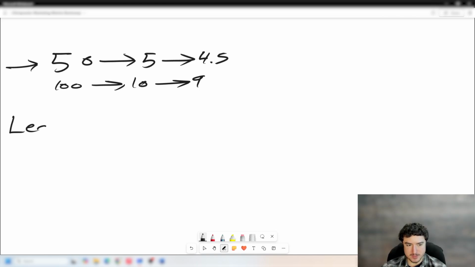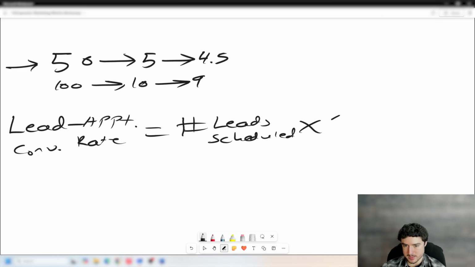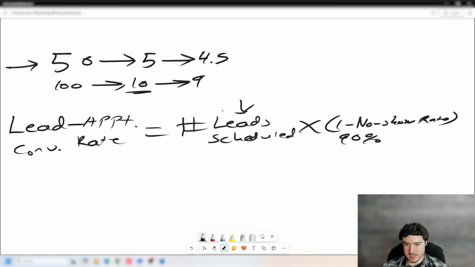The essential formula for this one is our lead to appointment conversion rate. We calculate this by taking the number of leads who schedule an appointment and multiplying it by 1 minus our no-show rate. So we have our leads scheduled, which is our 10 right here, times 1 minus our no-show rate of 10%. This becomes 90% times 10, which is again our 9 right here. The main difference is this goes straight to an appointment. But right here, this is our schedule rate, which is the same calculation that we did earlier.